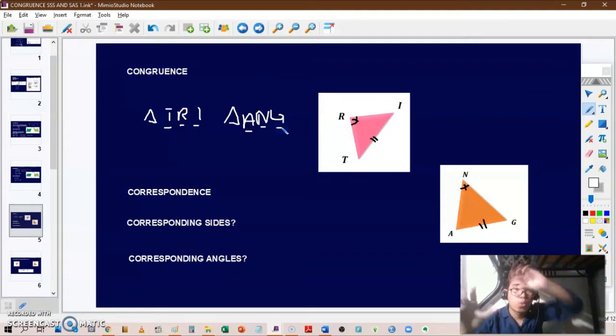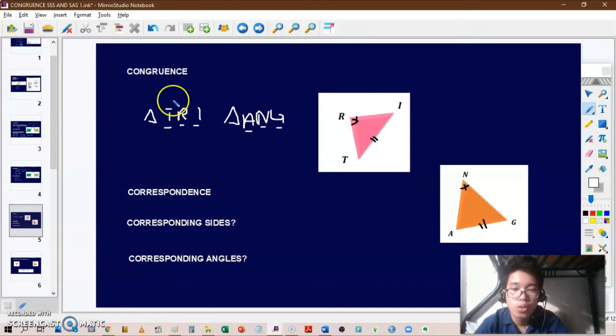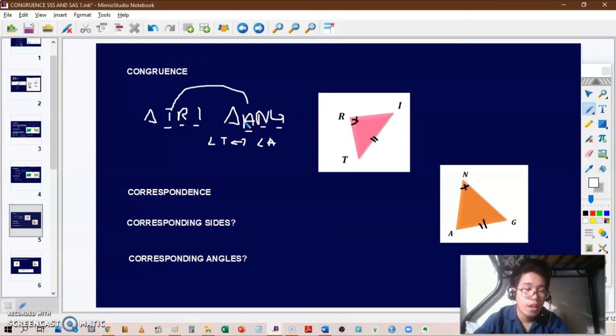Corresponding angles work like when there's a sequence between the letters. So that technically means that the sequence of the letters is very important in correspondence. So angle T is the corresponding angle of angle A for these two triangles. Just remember that the sequence or the order of the letters is very important in defining or identifying corresponding parts of different geometrical figures.